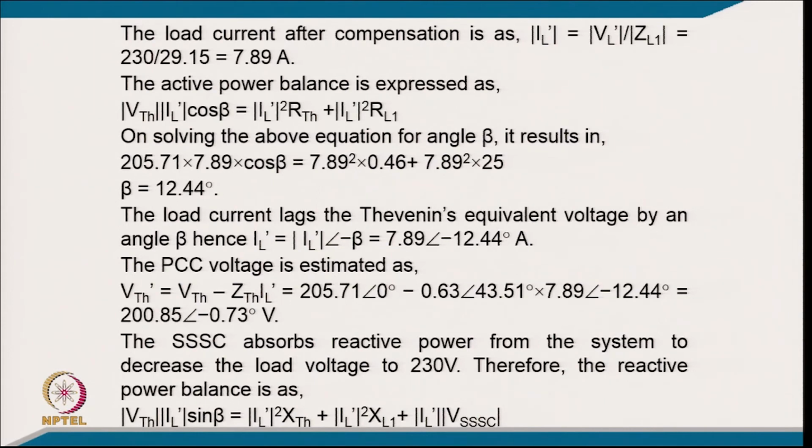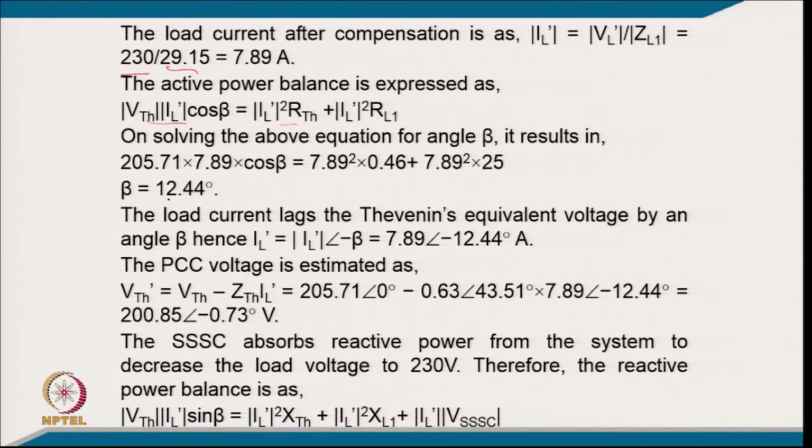So, coming to after compensation, the voltage is regulated to the source voltage of 230 volt, so the current is 230 volt divided by the impedance of load. So, it comes 7.889 ampere, and now we can have the active power balance. The active power at the point of common coupling comes as the power consumed in the Thevenin resistance plus the load power consumed in the load.